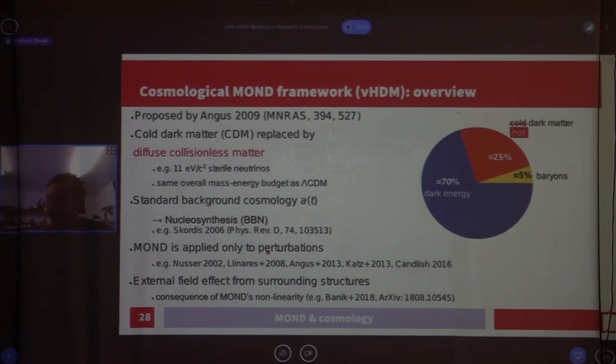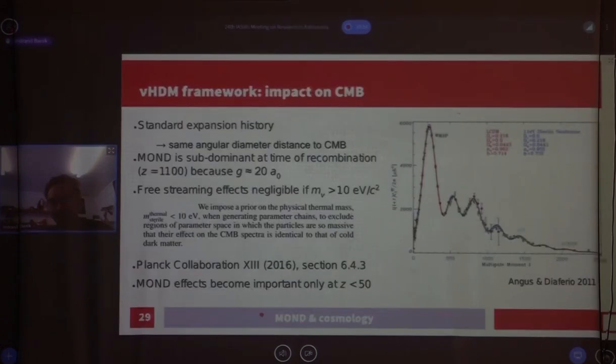MOND should be applied to the changes of the density from the cosmic mean. And there's also going to be, of course, the external field effect in MOND, which I briefly explained earlier. Now, what happens to the cosmic background radiation is that because you have a standard expansion history.